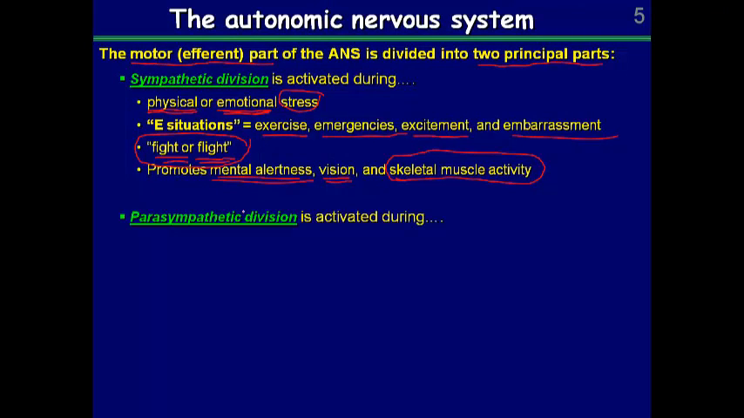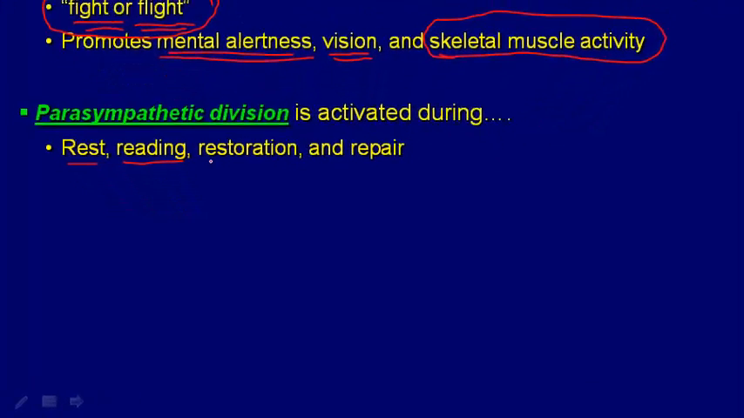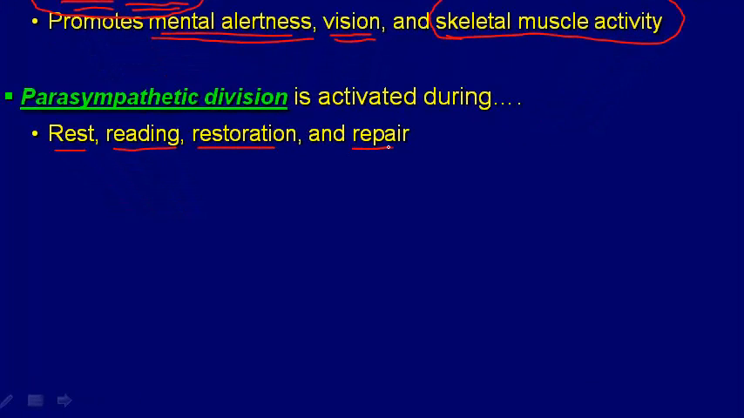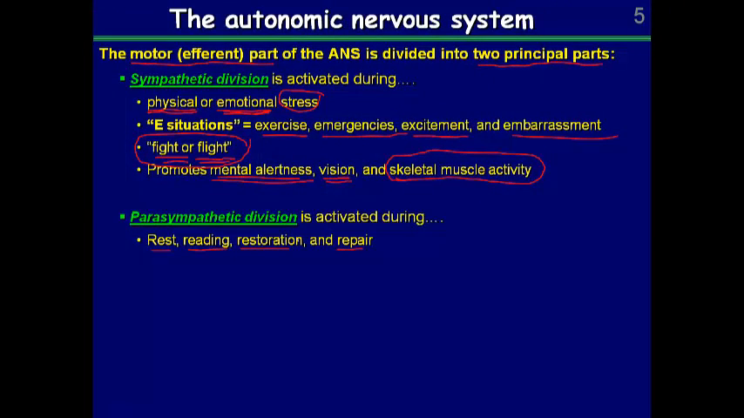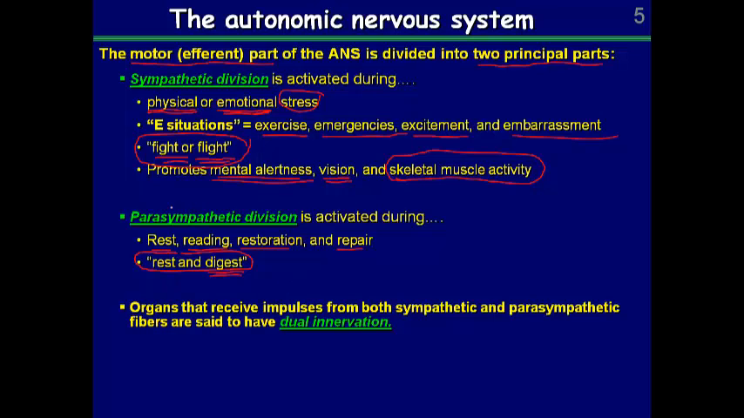On the other hand, we have parasympathetic, which is activated during rest or reading or restoration and repair. So you kind of have the 4 E's for the sympathetic division and the 4 R's for the parasympathetic. We also call this rest and digest. So our digestive system is activated by parasympathetic neurons. Now normally we're in kind of a parasympathetic mode, and then again during occasional times of stress we will activate sympathetic.